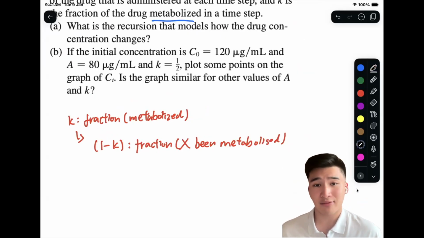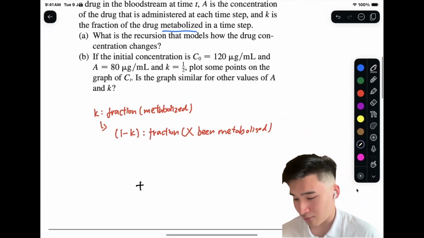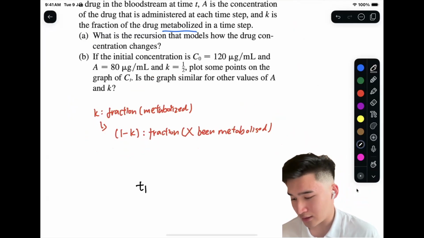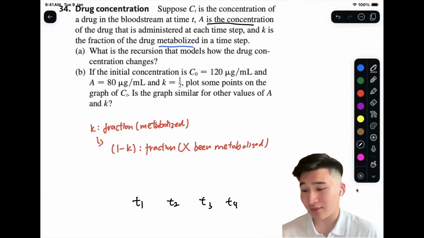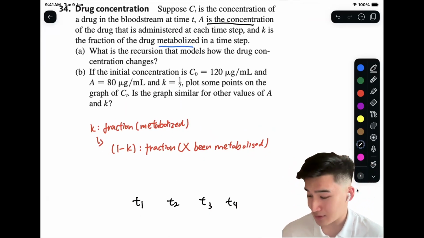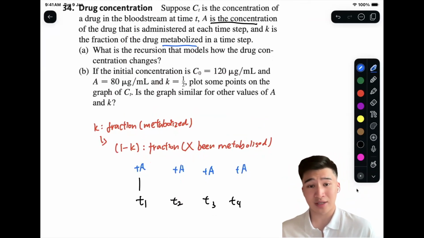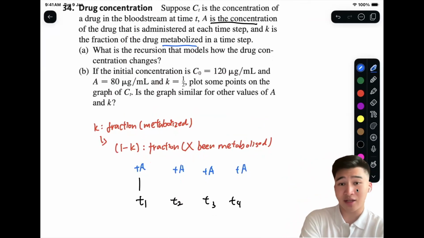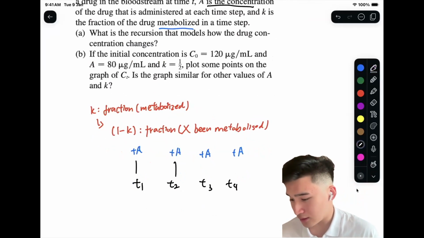Let me make a small diagram about what is actually going on. Let's say we have time equals 1, T1, T2, T3, T4. A is the concentration that the drug is administered at each time step. So what we have here is plus A, plus A, plus A, plus A. Every time step, there's A, which is the concentration of drug that's administered into our blood. So this is what it looks like.